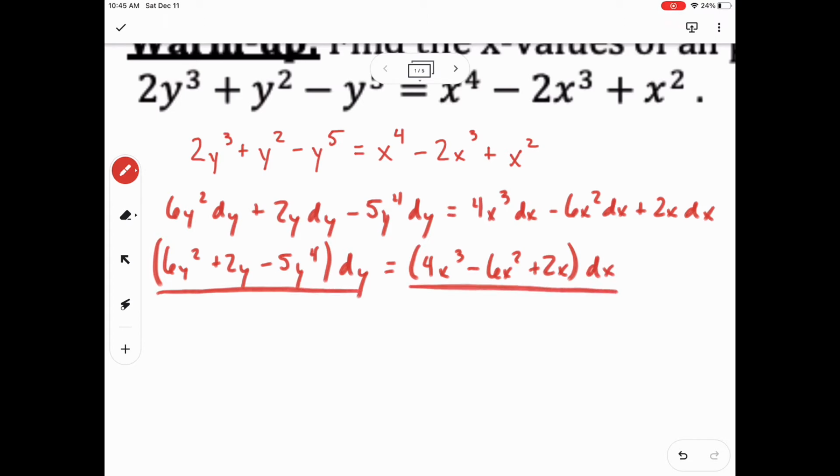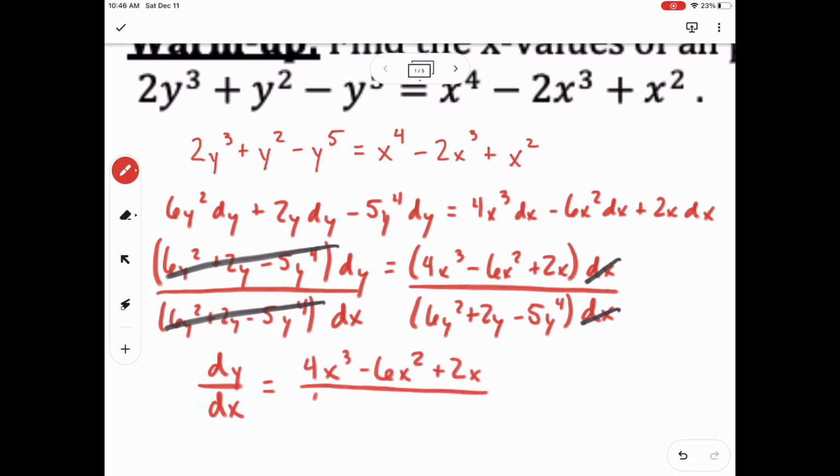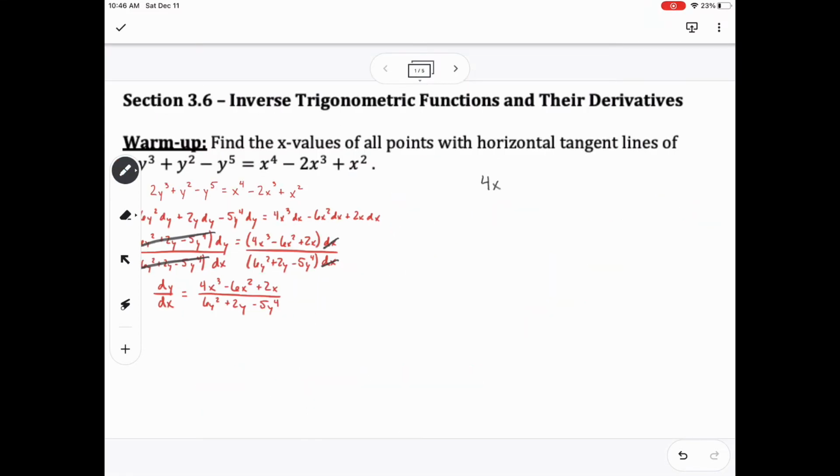Now I'm able to factor out the dy and the dx for both sides. That allows me to solve for dy over dx so I can find the derivative. So I divide by dx on both sides, and I divide by what is multiplied to dy on the left. That gets me my derivative. Once I have my derivative, I can separate it from everything.